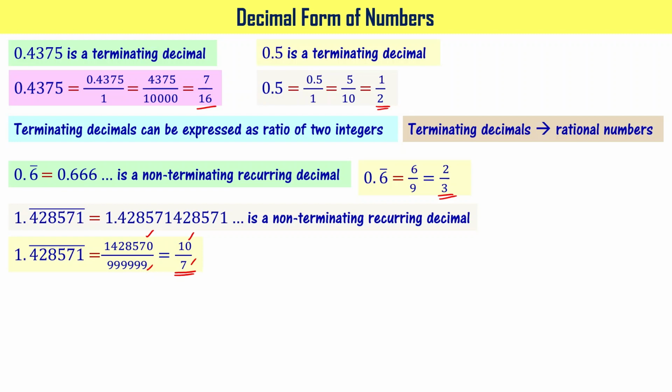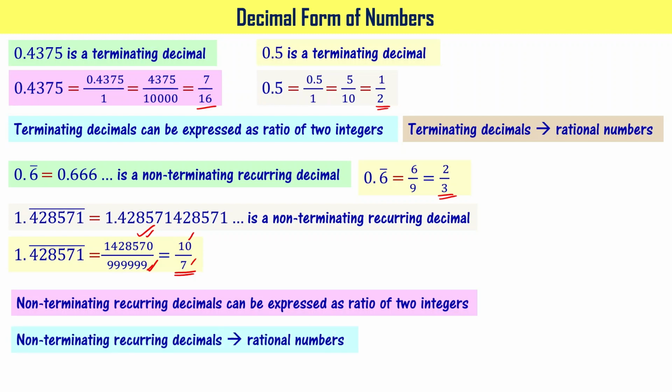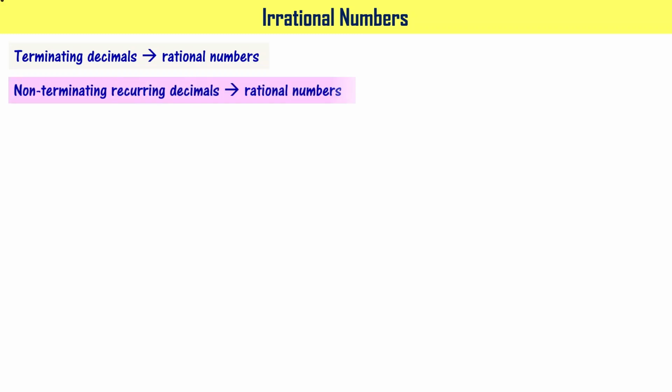So looking at this, what you can say is non-terminating recurring decimals can also be expressed as ratio of two integers. In other words, I can say that the non-terminating recurring decimals can be represented as rational numbers. Got it? Now let's look at irrational numbers. Terminating decimals can be represented as rational numbers. Non-terminating recurring decimals can also be represented as rational numbers.